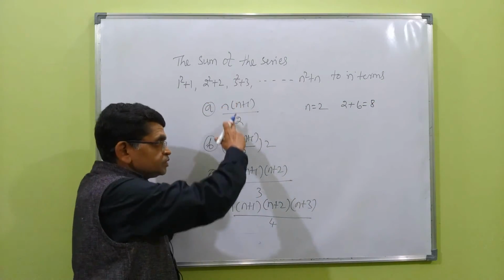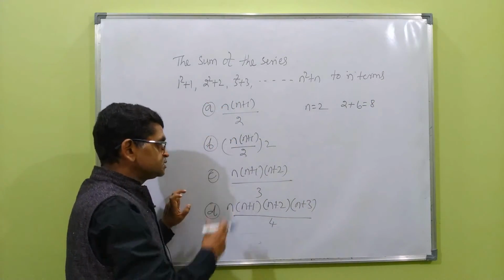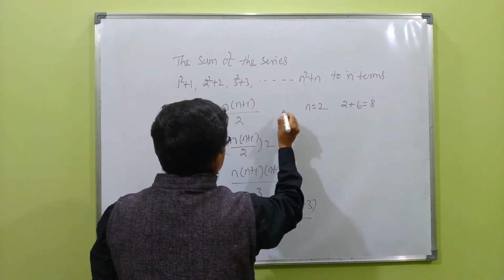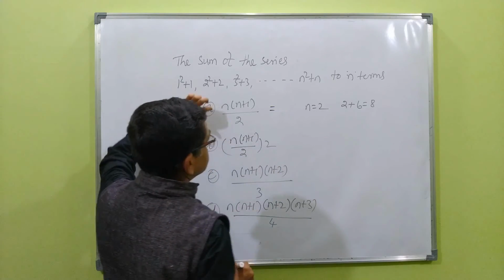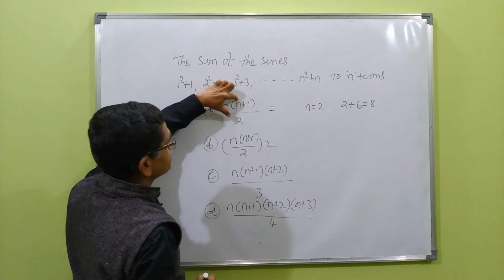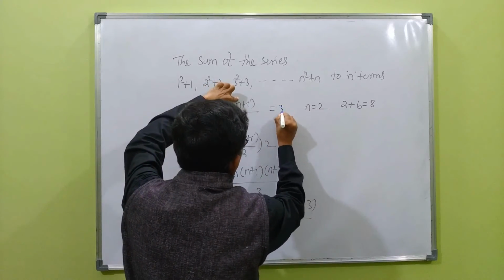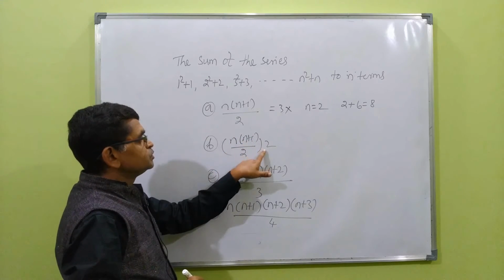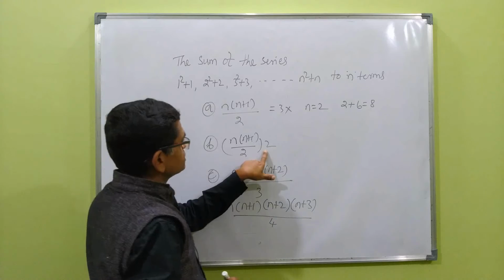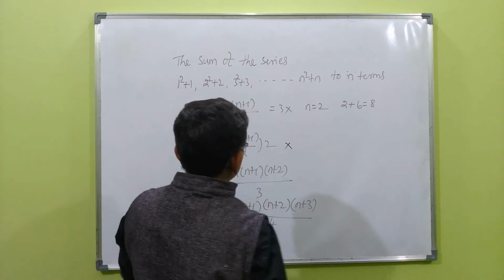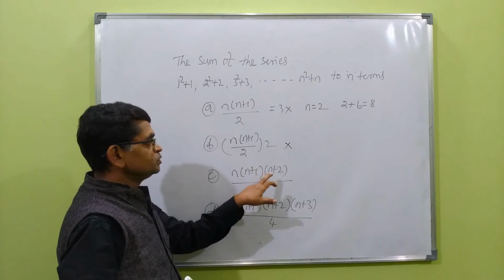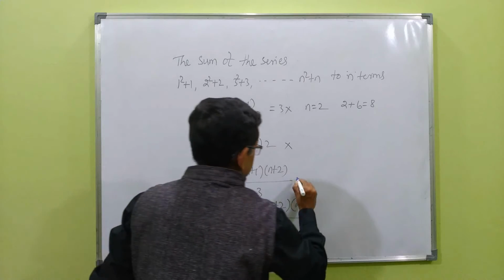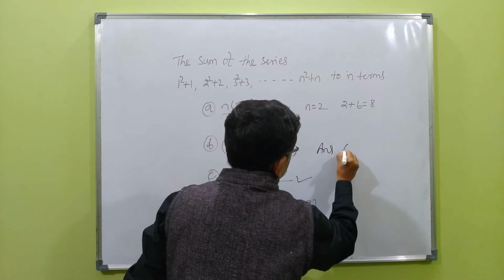So we have to put n is equal to 2 and check which one is the appropriate answer. So n is equal to 2 means 2 into 3 by 2, so that is 3. So this is not the answer. So n is equal to 2 means 2 into 3 by 2 into 2. So that is again not the answer, 6 it is. So 2 into 3 into 4 divided by 3. 3 gets cancelled, 2 into 4 is 8, so the answer is C.